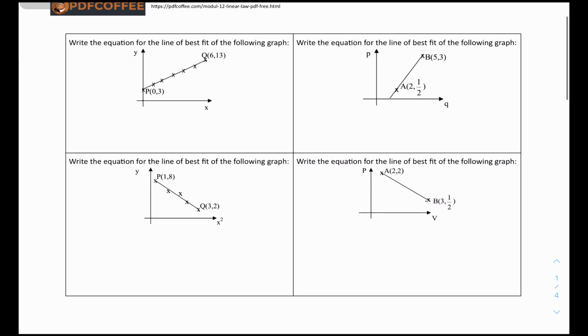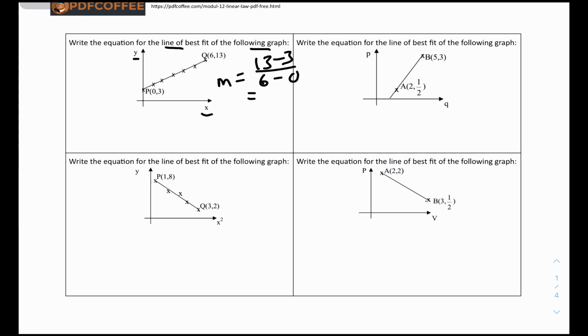Anyways, let's move on to the first question. Write the equation for the line of best fit for the following graph. There's y plotted against x. So we first have to find the gradient, which is represented by m. So m equals 13 minus 3 over 6 minus 0.